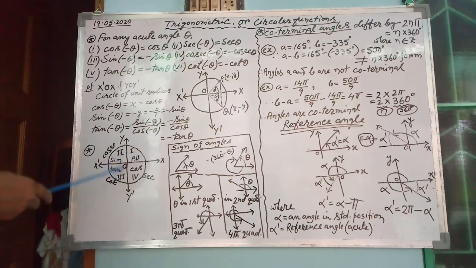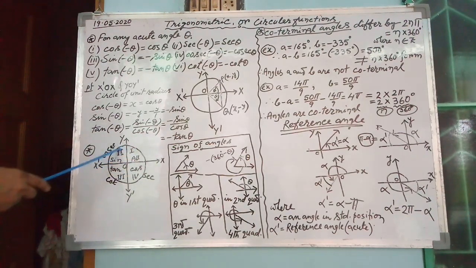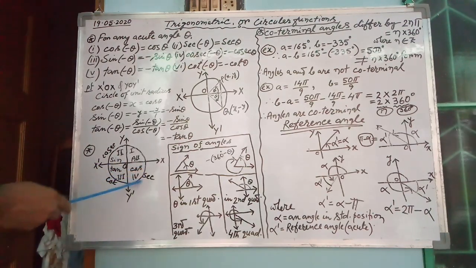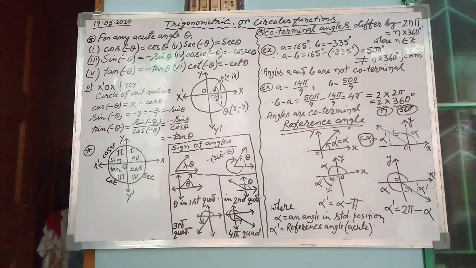So let us repeat. All of sine, tan, cos are positive in the first quadrant. Sine is positive in the second quadrant. Sine and cosec, the reciprocal of sine is cosec, are positive in the second quadrant. Rest are negative. Tan and cot are positive in the third quadrant. Rest are negative. Cos and sec are positive in the fourth quadrant. Rest of the trigonometric functions are negative in the fourth quadrant.